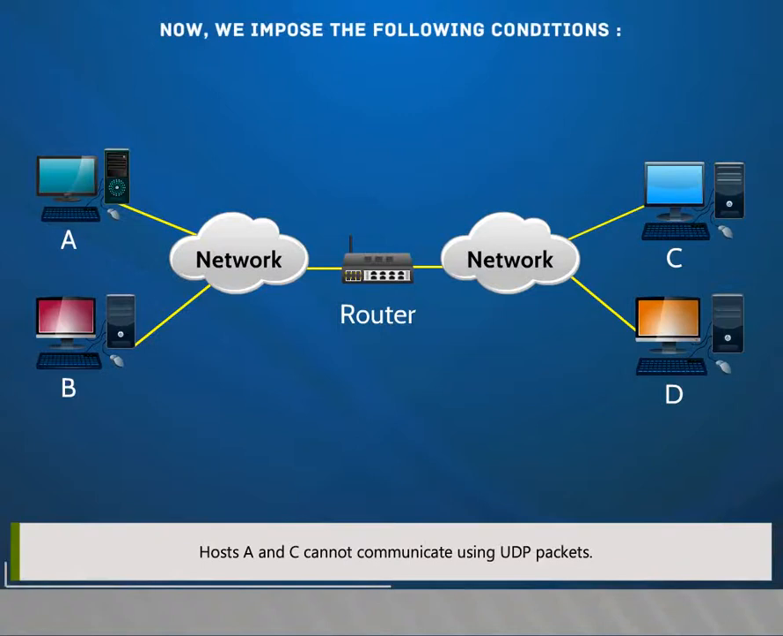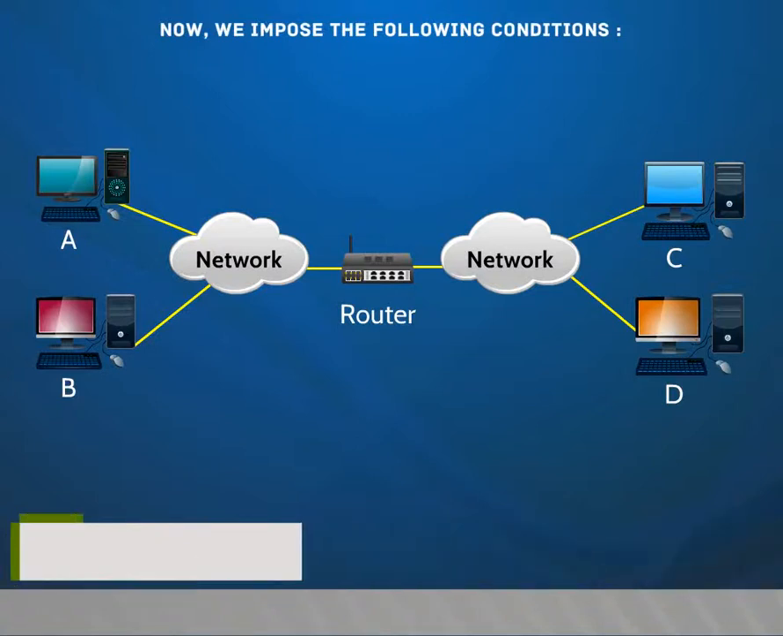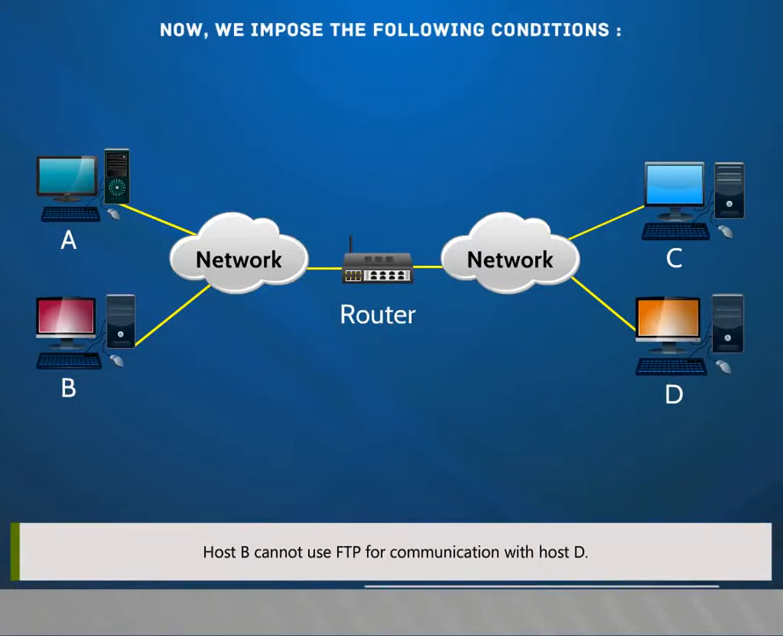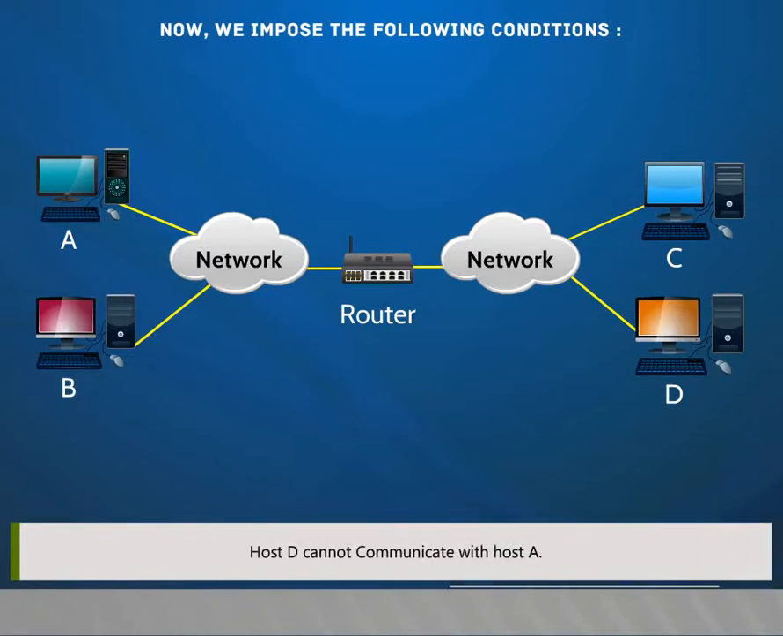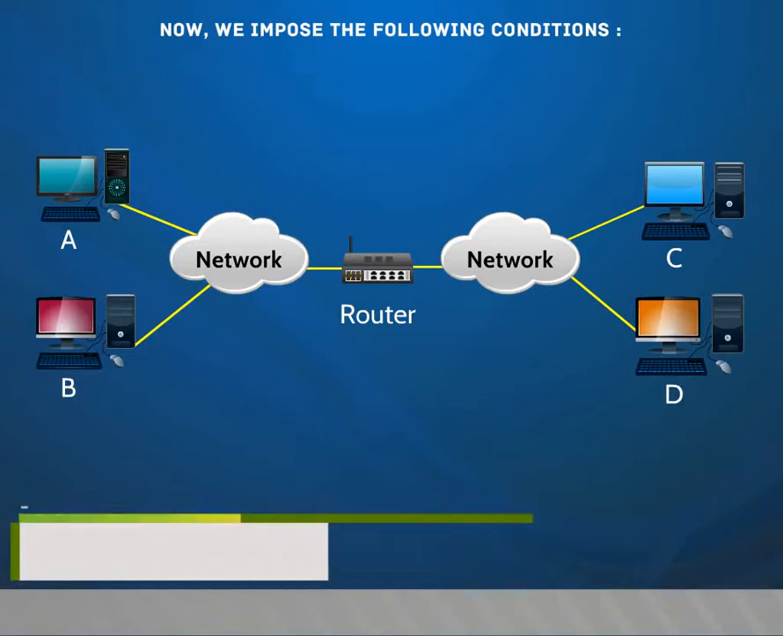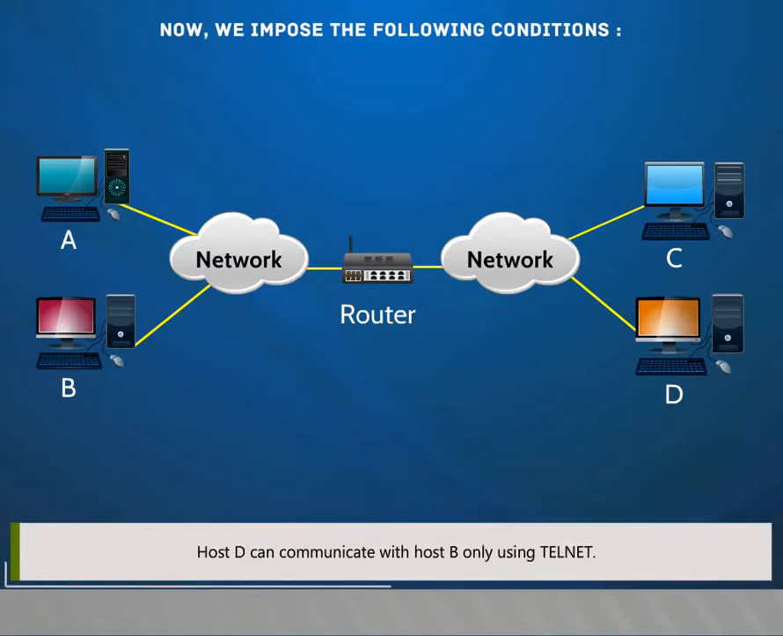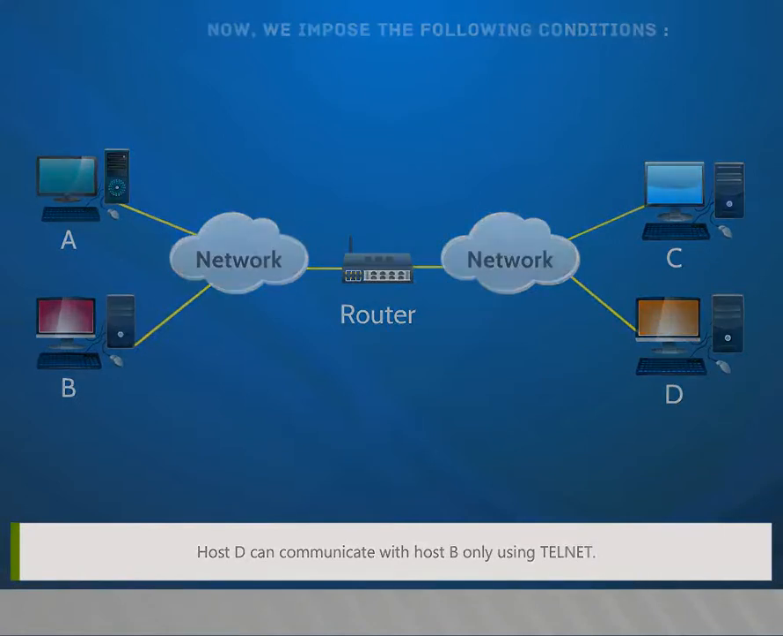Hosts A and C cannot communicate using UDP packets. Host B cannot use FTP for communication with host D. Host D cannot communicate with host A. Host D can communicate with host B only using telnet. In this case, the network administrator sets the router as given below.